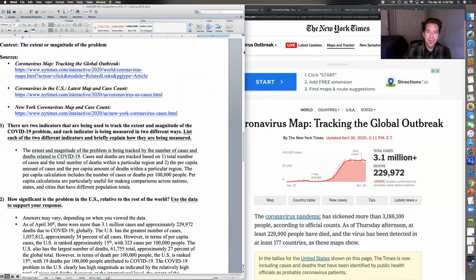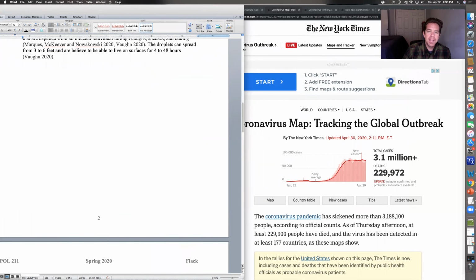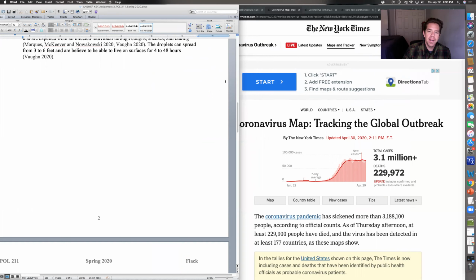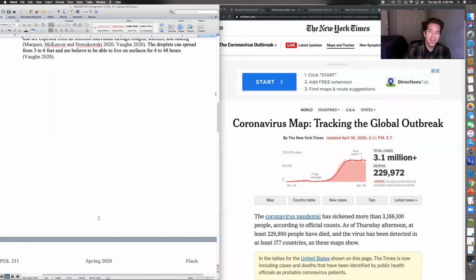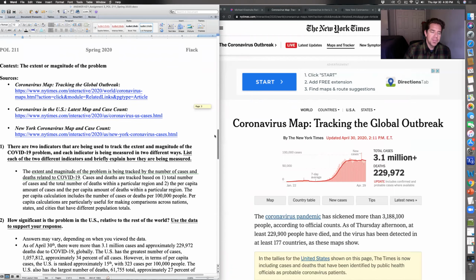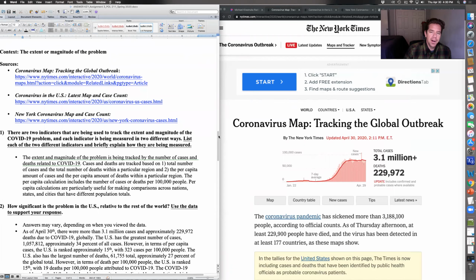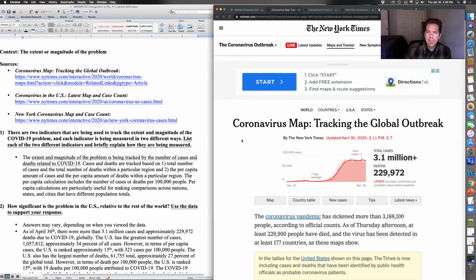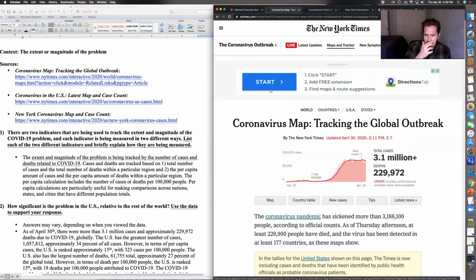And so I linked you to these different sources, and I'm going to make these viewable. I linked you to these different sources to get a good sense, and this could be a good source to keep track of what's going on. The New York Times puts this together and they update. So the first question before we get into the data analysis is what indicators are used to track the context, the extent and the magnitude of the problem?